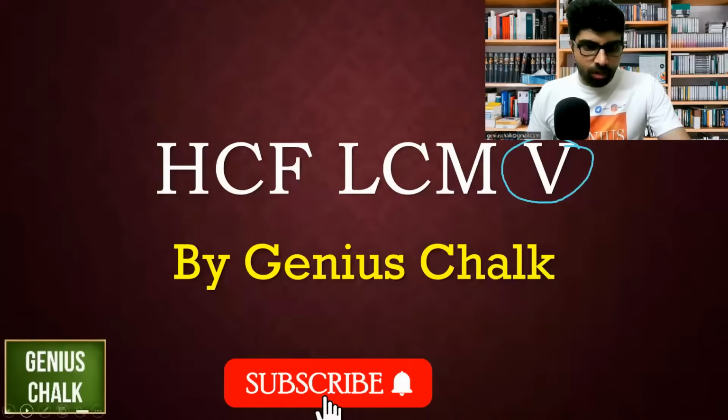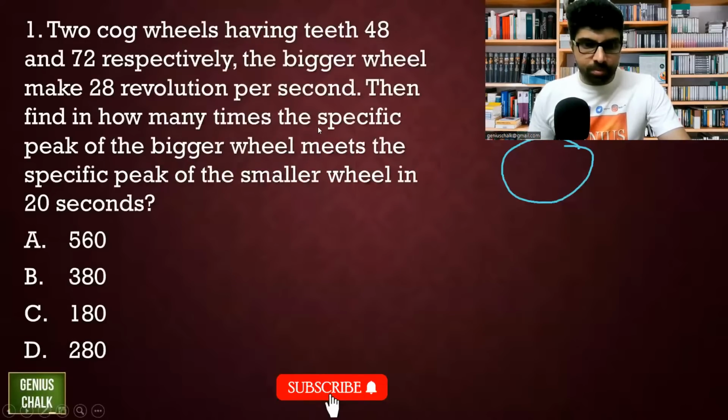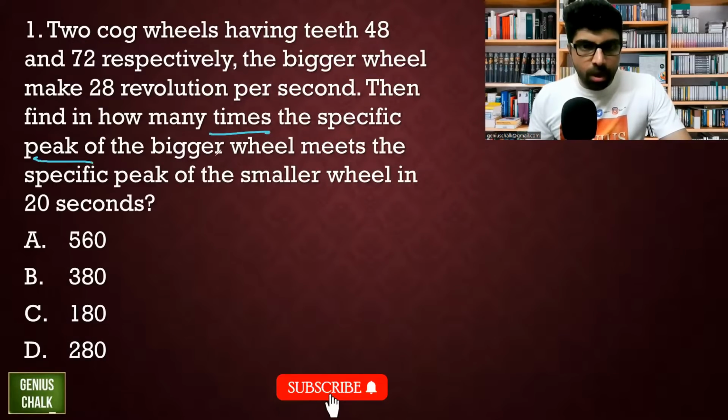So let's start with the first question. First question says, two cogwheels having teeth 48 and 72 respectively, the bigger wheel makes 28 revolutions per second. How many times the specific peak of the bigger wheel meets the specific peak of the smaller wheel in 20 seconds? What is a cogwheel? A cogwheel is something like this.